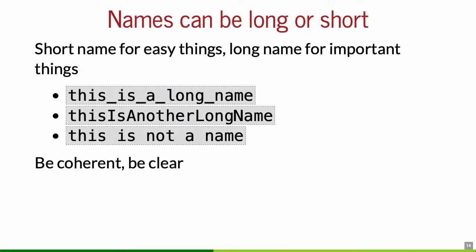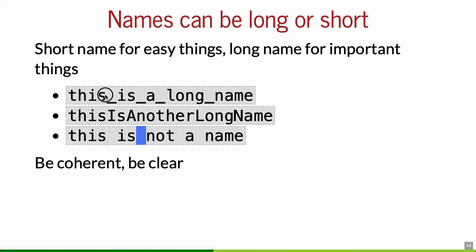We have some freedom to choose the name. It is good to use short names for things that we use a lot. For important things, it's wise to use longer names. You can use underscores to separate parts of a long name, or you can start every word with a capital letter. These are two standards that people use. But you cannot put empty space inside. You have to be coherent.